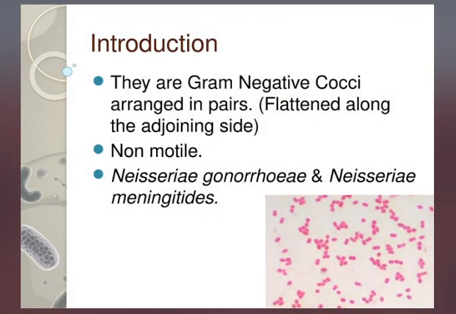Let's start with the basics. Neisseria bacteria are gram-negative cocci, meaning they stain pink and are shaped like small spheres arranged in pairs with flattened adjoining sides. They're non-motile, so they don't move on their own. Two main species to focus on are Neisseria gonorrhoeae and Neisseria meningitidis, both important in human infections.